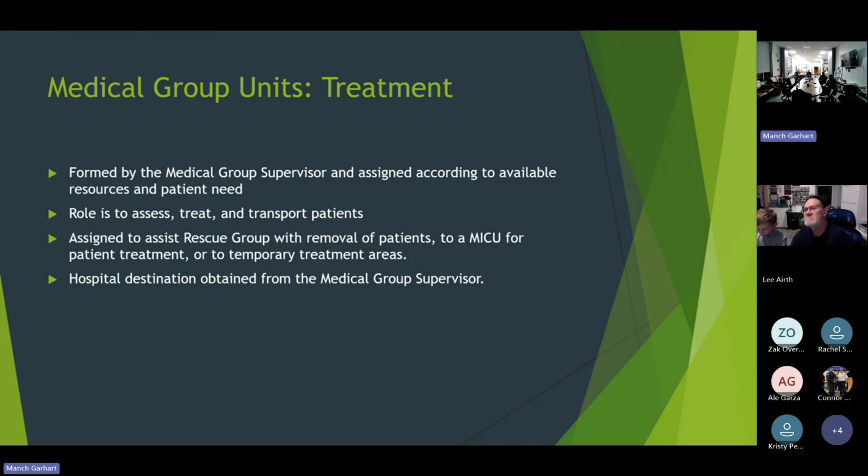So when we think about hospital destination obtained from the medical group supervisor, the medical group sup might be reaching out to IC or dispatch directly and saying, hey, what's the hospital status? The Anchorage Fire Department does a really good job of doing a hospital all call. They can get basically a surge capacity. Hospitals can start decompressing certain areas. They can start discharging patients quicker. They can start opening up different rooms.